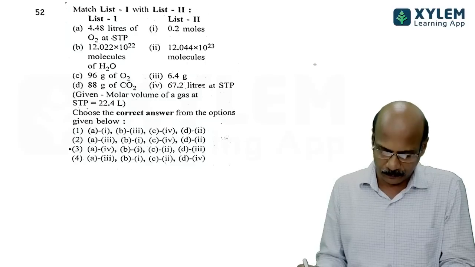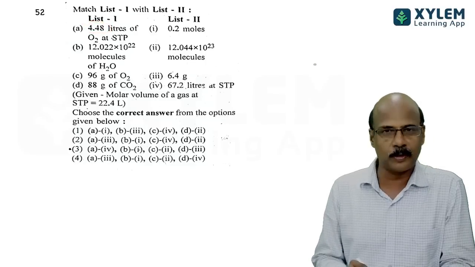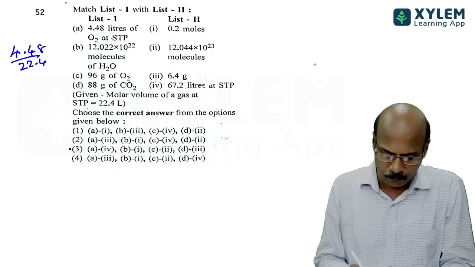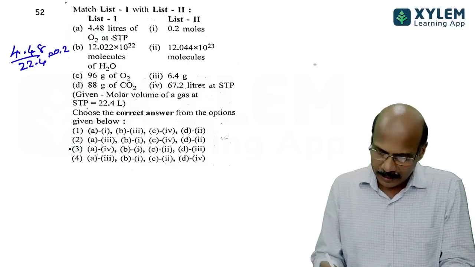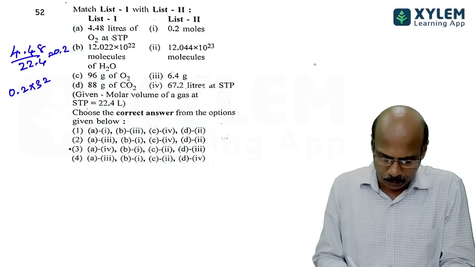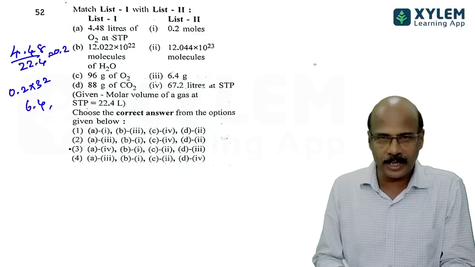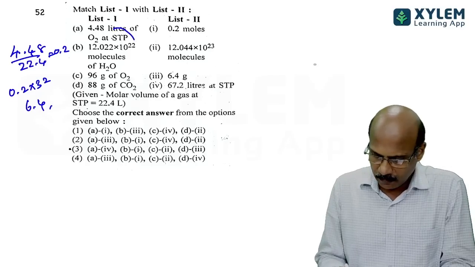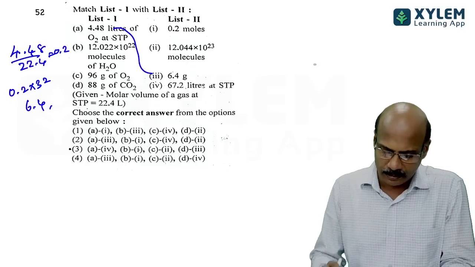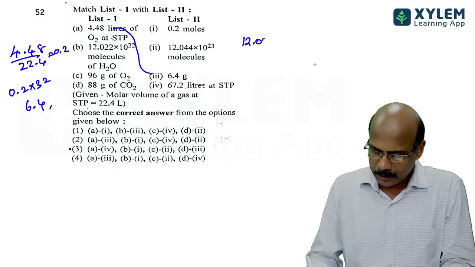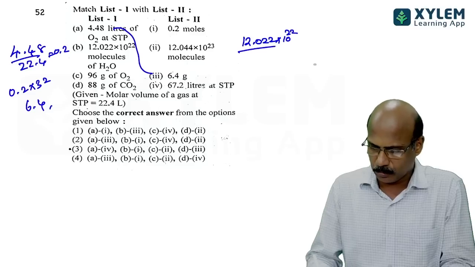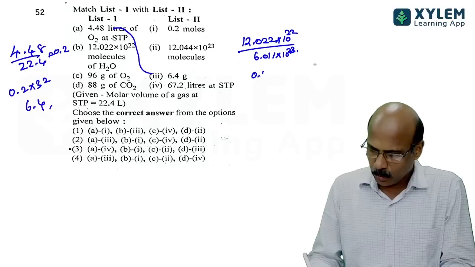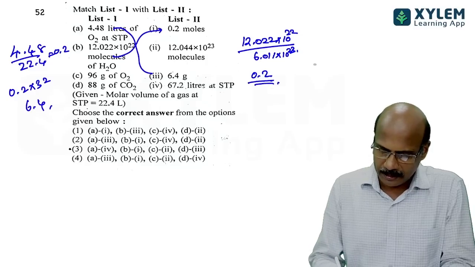What about question number 52? Here, 4.48 liter of oxygen at STP. You know that 4.48 divided by 22.4 gives 0.2. And again, 0.2 into 32 means 6.4. So for A, you can either give the first one or you can give the third one. I am giving the third one, you know why? Because if you consider the B part of it, that means 12.022 into 10 to the power of 22 divided by 6.011 into 10 to the power of 23. That should also give 0.2.